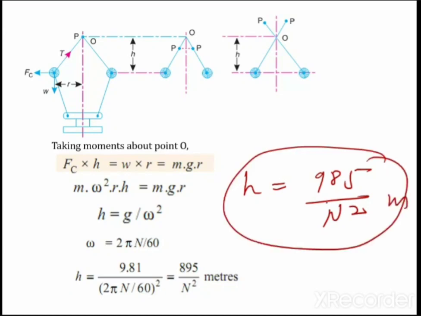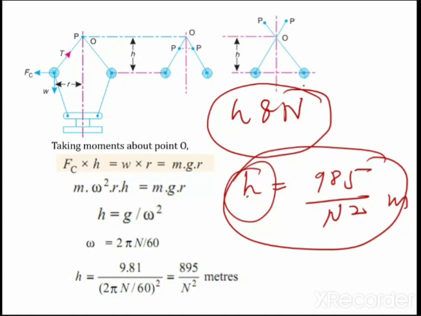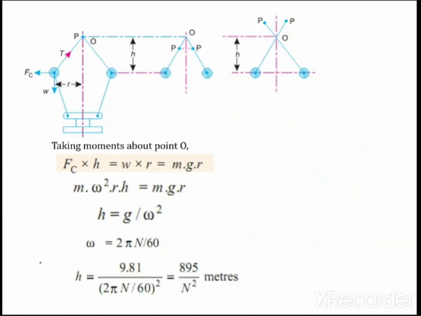If you know N, you will get h. If you know h, you will get N. So this formula gives you the relation between h and N, and based on this relation you can design a Watt governor. But this Watt governor is not used in almost any applications, because it is very simple and has a lot of limitations. What are the limitations? That I will explain in the next lecture. Also, let us understand how we can modify this limitation, and then how we can use the Porter governor.